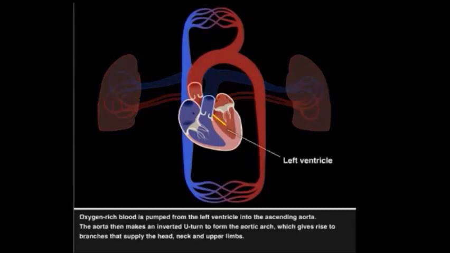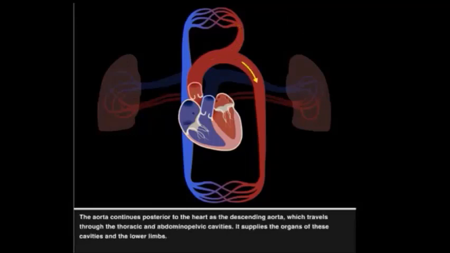Oxygen-rich blood is pumped from the left ventricle into the ascending aorta. The aorta then makes an inverted U-turn to form the aortic arch, which gives rise to branches that supply the head, neck, and upper limbs. The aorta continues posterior to the heart as the descending aorta, which travels through the thoracic and abdominal pelvic cavities. It supplies the organs of these cavities and the lower limbs.